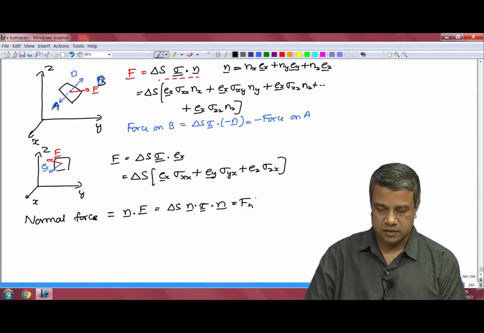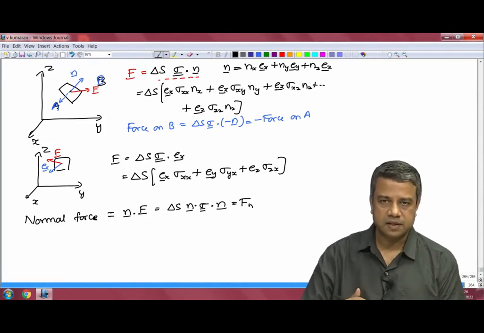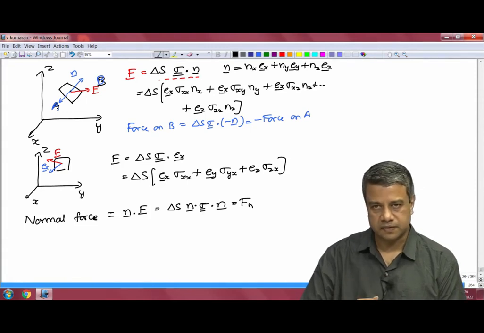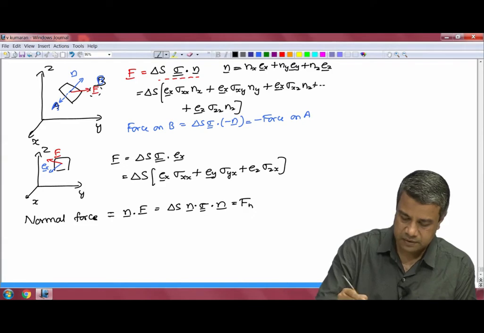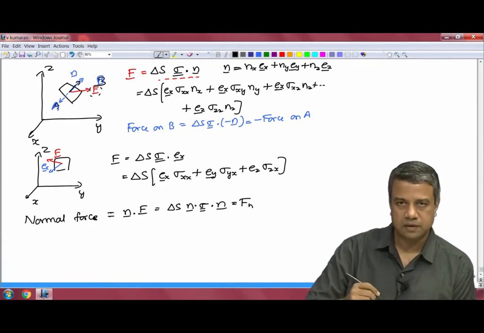So, this acts in the direction perpendicular to the surface. The normal force always acts in the direction perpendicular to the surface. So, when you take n dotted with this force F, you will get a contribution that is along the unit normal.